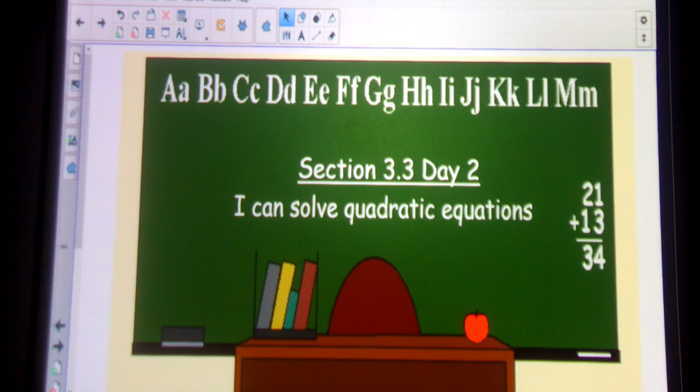Now today we're going to keep going on I can solve quadratic equations. We're going to move on to another method. Just to recap, yesterday you did solving algebraically, that's when there's no bx term, and then we also did graphing. So today we're going to move on to perhaps, I would say, the most important one, which is factoring.